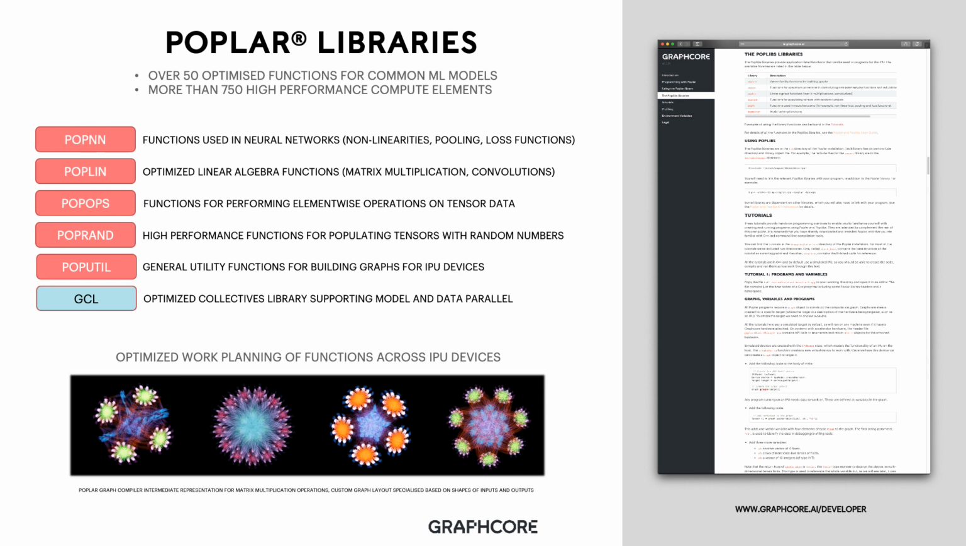The POPLAR libraries provide optimized work planning of functions across IPU devices. They map the functions required to the IPU underneath efficiently. Below you can see output from 4 separate matrix multiplication operations at the POPLAR graph IR level. We specialize every operation based on its input and output for efficient execution on IPU devices and maximum performance. This is a core capability of the POPLAR libraries.